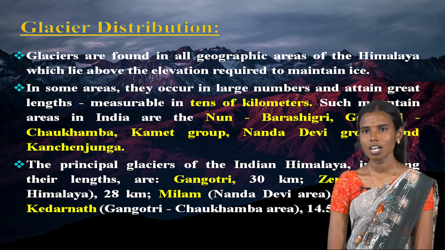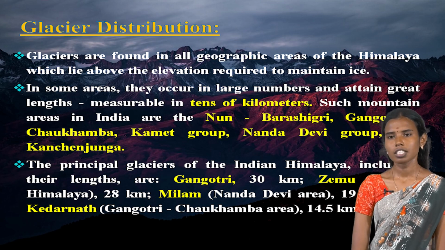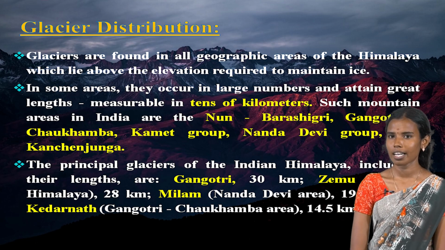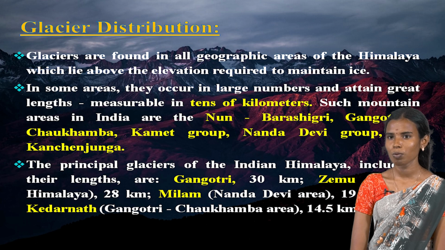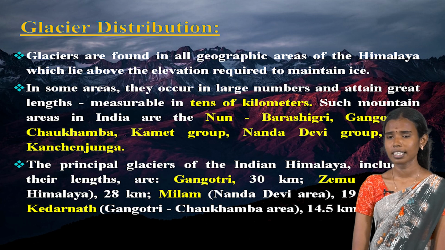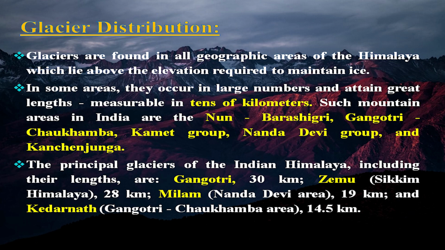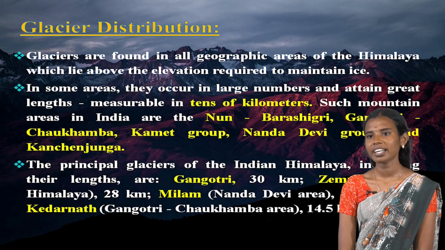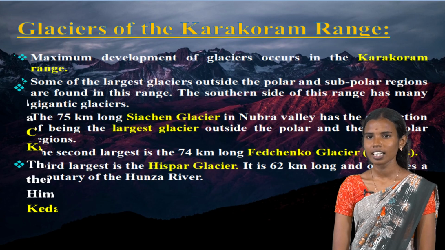Next one is the glacial distribution. Glaciers are found in all geographic areas of the Himalayas which lie above the elevation required to maintain ice. In some areas, they occur in large numbers and attain great lengths measurable in tens of kilometers. Such mountain areas in India are Nanda Devi, Gangotri, Kamet, Nandadevi and Kanchenjunga. The principal glaciers of the Indian Himalaya, including their length, are Gangotri 30 km, Zemu 20 km, Milam 19 km and Kedarnath 14.5 km.